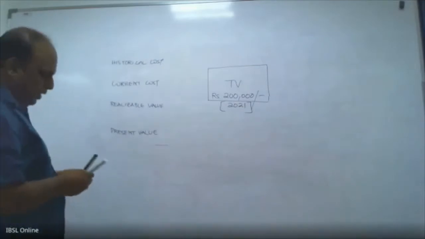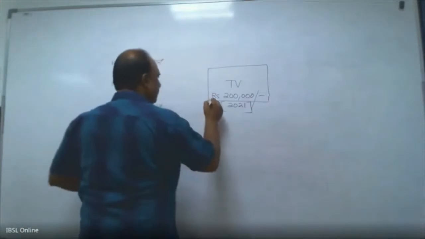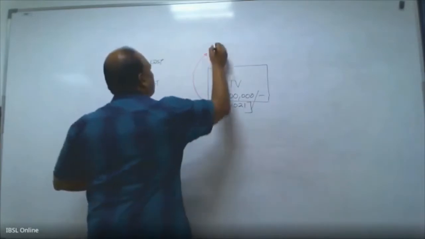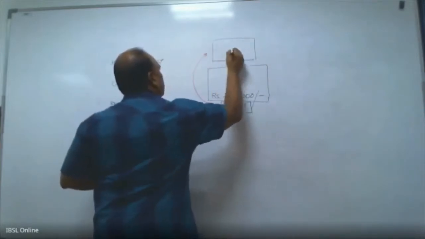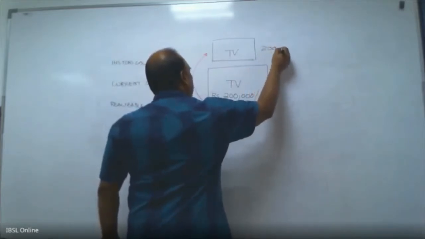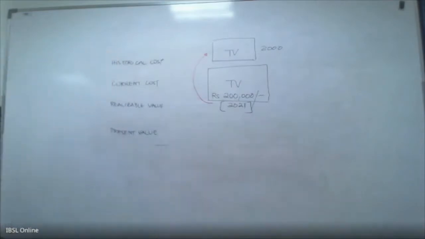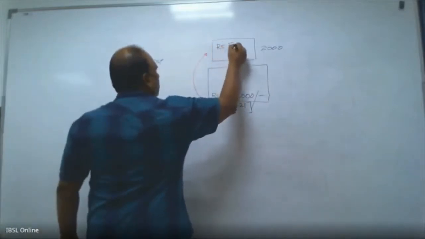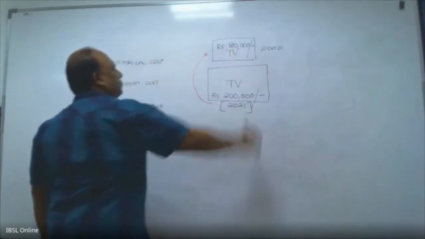Now, if you had purchased this TV in, let's say, 2000, without going a very old period, let's take 2000. That is about 20 years ago. What would have been the cost? Just an estimate. Let's say it's about 80,000. About 80,000.